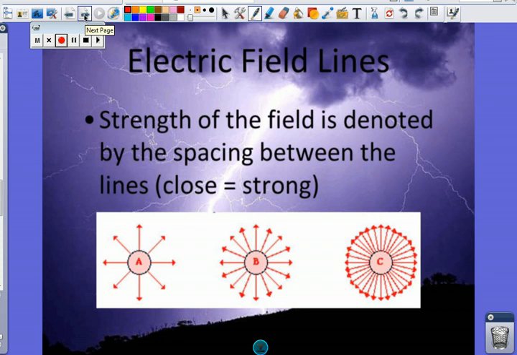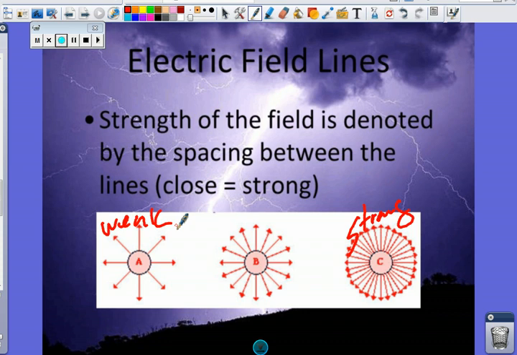You get field lines, okay? Basically, the more field lines you have, the stronger you are. So when you're nice and close over here, these are strong. These are going to be relatively weak.